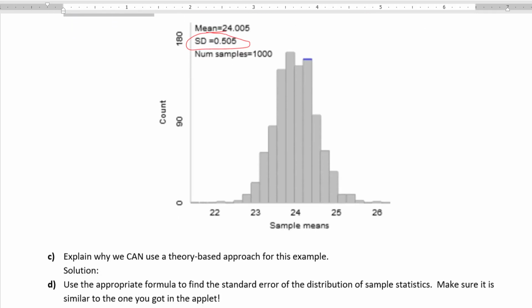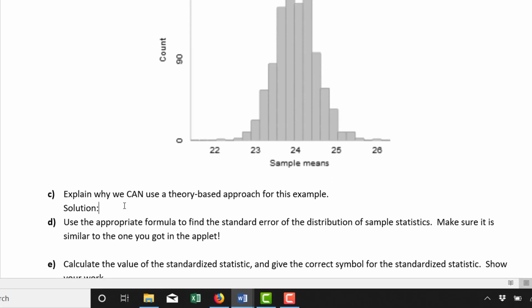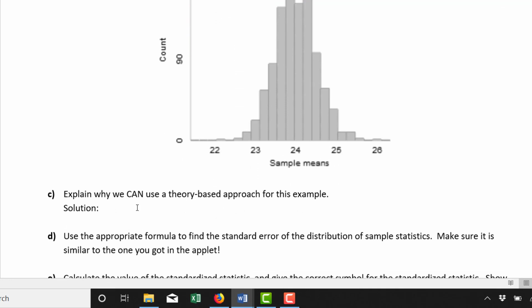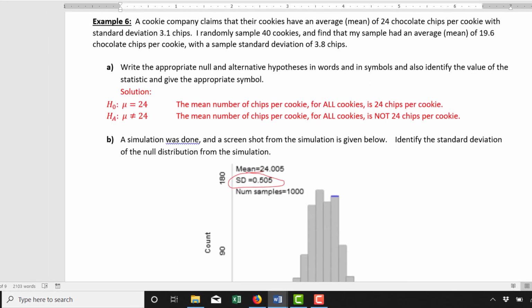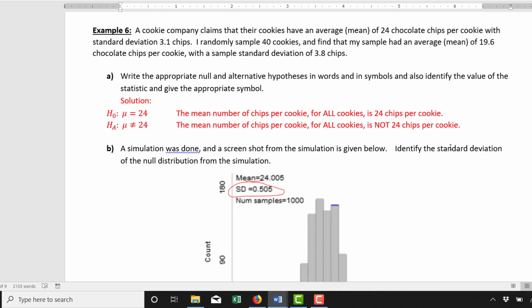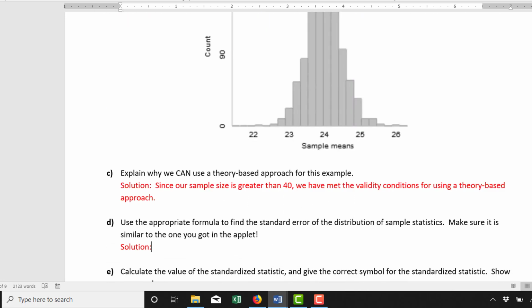Part C then asks if we can explain why we can use a theory-based approach instead of only using a simulation. So we are allowed to use a theory-based approach here because we meet the validity conditions. It said that we are allowed to use a theory-based approach if our sample is roughly normally distributed or if our sample is more than 20. And since we sampled 40 cookies, we have met the validity conditions.